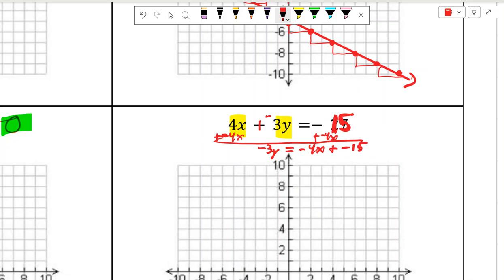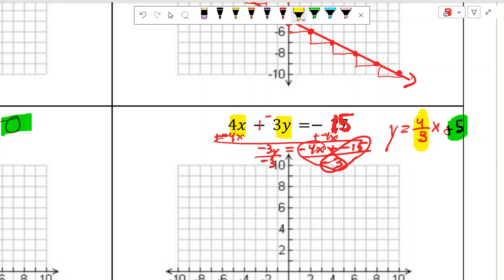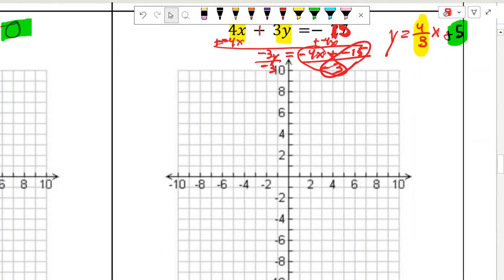And now I need to remove the negative 3 by dividing by negative 3 on both sides. And you can see my problem is going to be y is equal to negative 4x divided by negative 3, which is actually 4/3 x, and negative 15 divided by negative 3 is going to be 5. So now we have our b and we have our slope. So let's go down and do our b first. The line will be crossing the y-axis at 5. It's right there. And then our slope is 4/3.